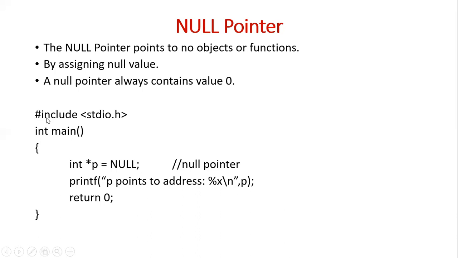So this is a simple program: #include <stdio.h>. stdio.h is a header file which contains the printf and scanf functions. Normally we won't write a C program without any printf or scanf, so it is general practice to always include this stdio.h header file, and then start the main function, int main, and the open brace represents the beginning of the main function. Here we are creating a pointer, int *p.